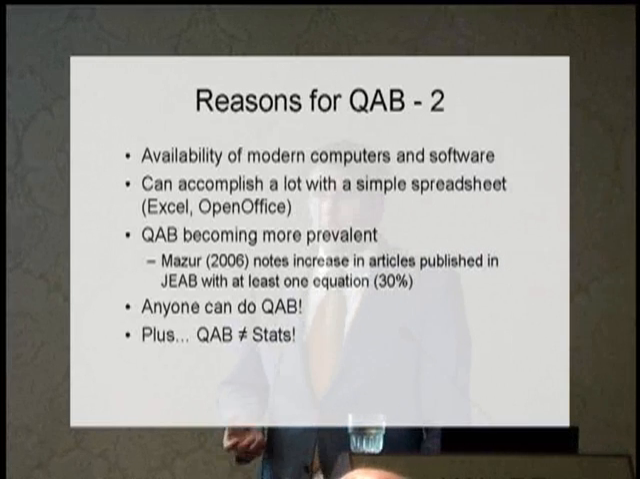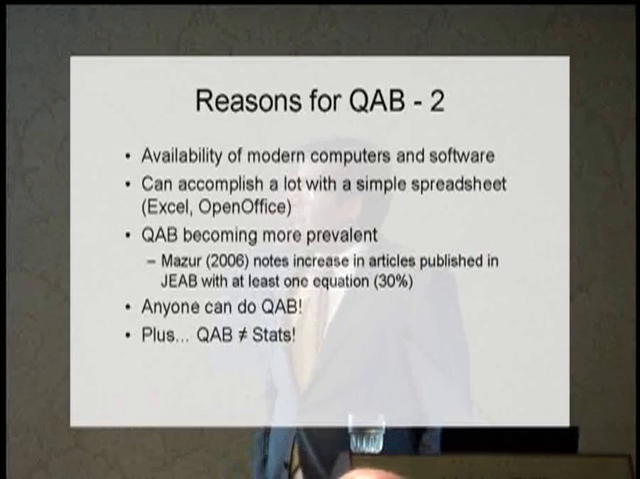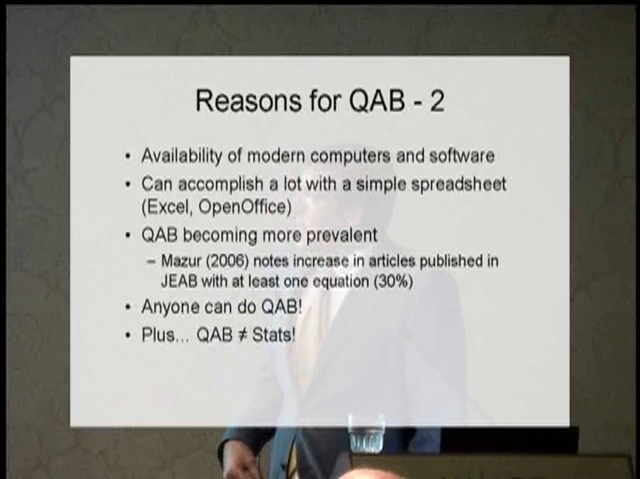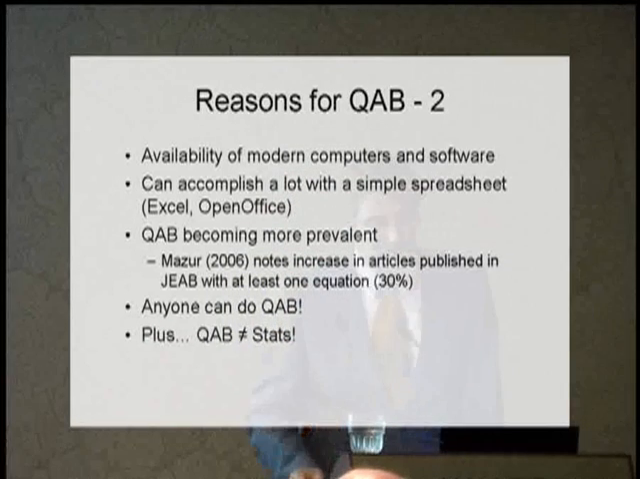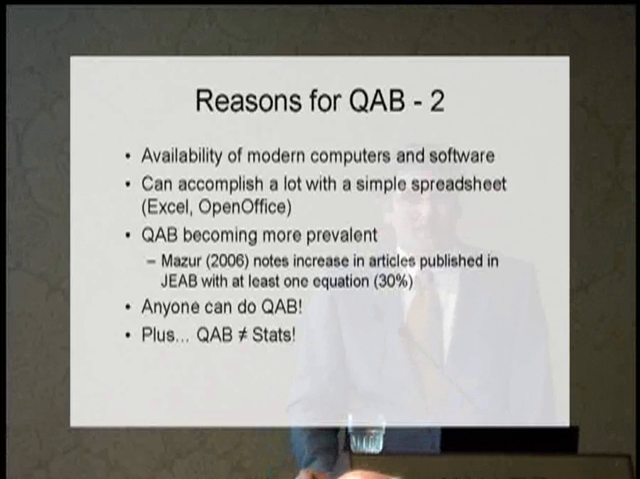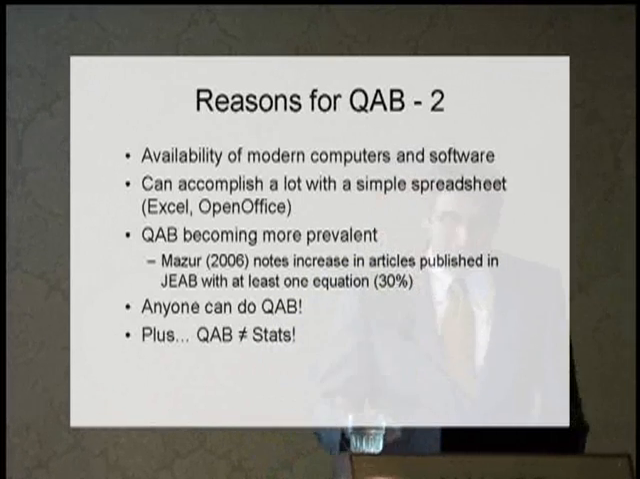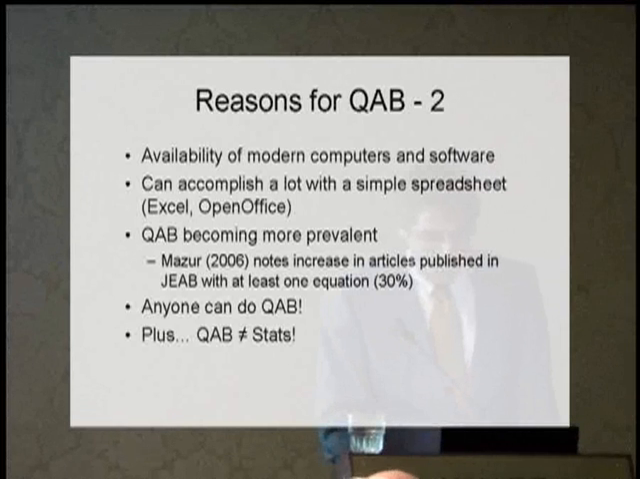Quantitative analyses are becoming more prevalent. In an article published in JAB last year, Jim Mazur noted that there's been an increase in the articles in JAB that have at least one equation, and now we're up to 30%. So quantitative analyses are becoming more and more widespread.